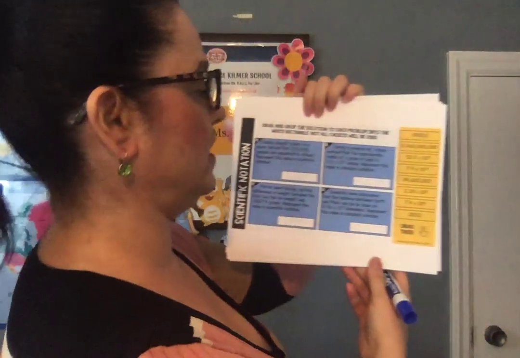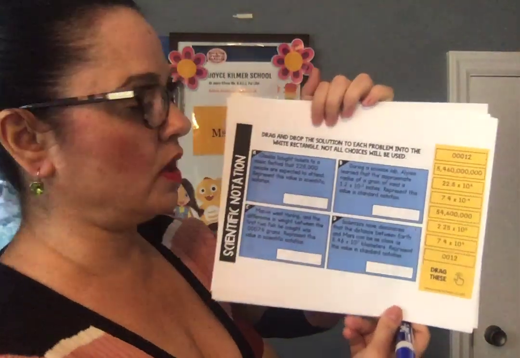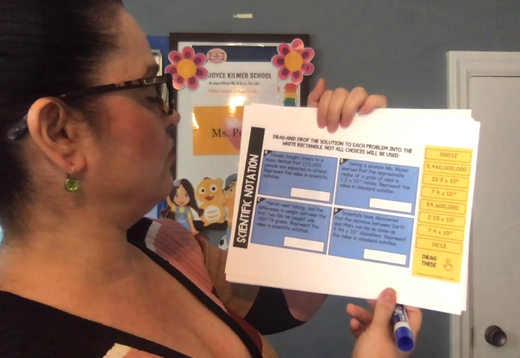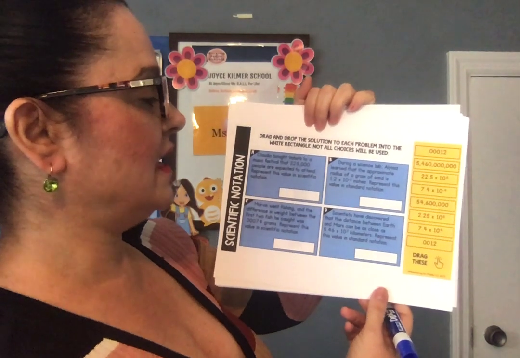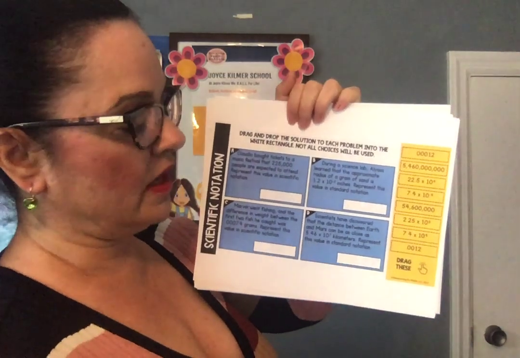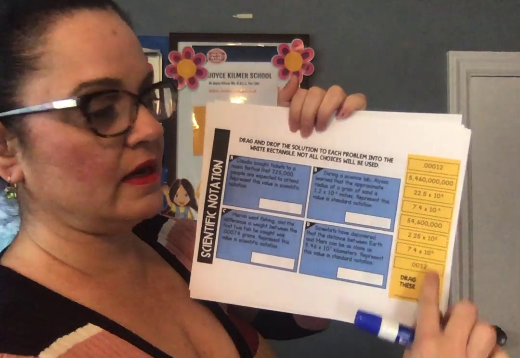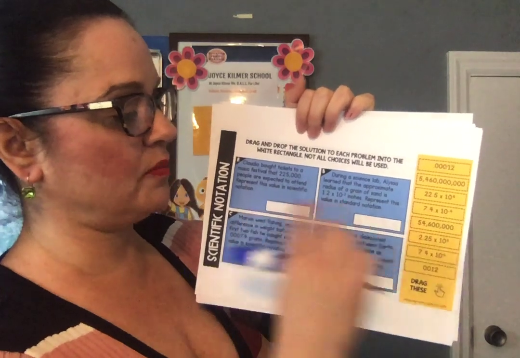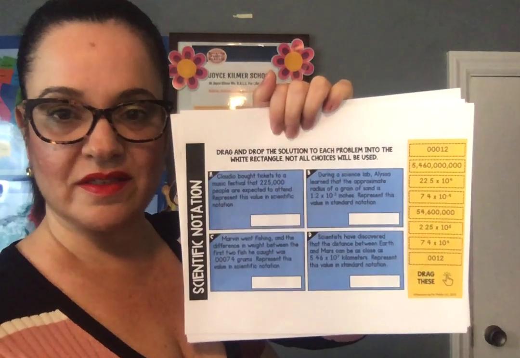Okay? So let's go on to the next page, page number 3, and you'll have some word problems here, and you'll have to represent whatever that value is in either scientific or standard notation, depending on what they're asking for. And your answer choices are right on the right in yellow, and you'll drag and drop them into the correct white boxes as you figure them out. So let's look at some of those problems.